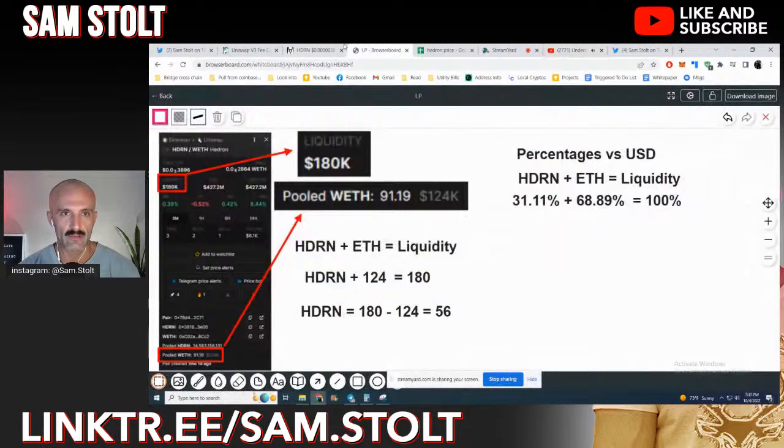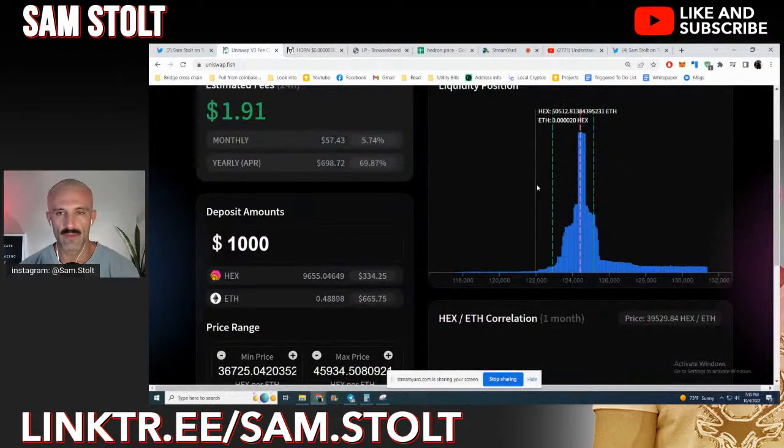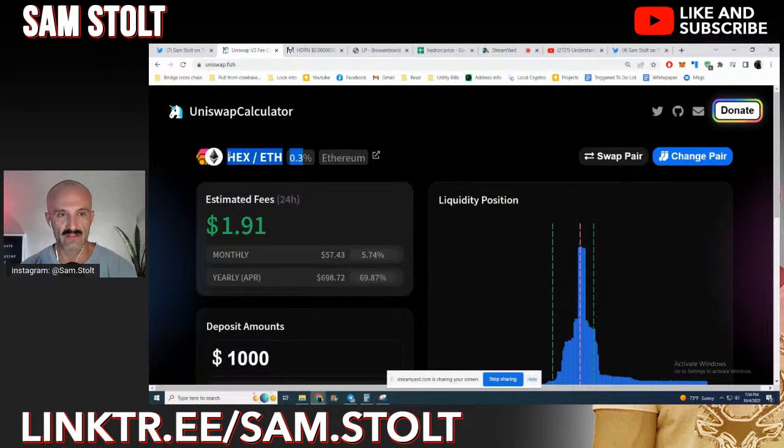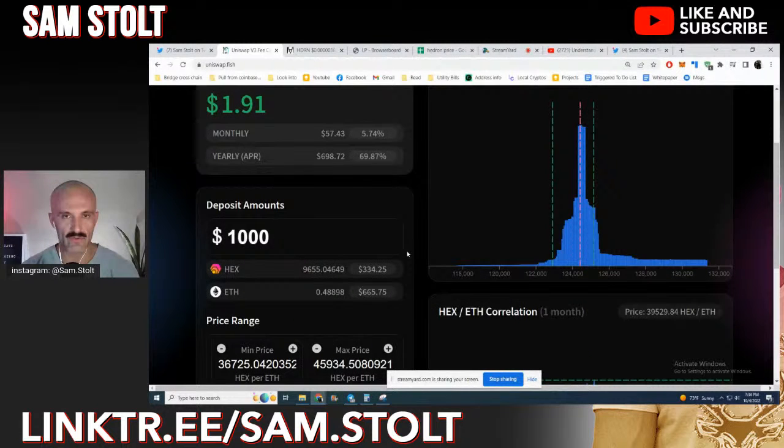Now, that's the wrong tab. Where was I? There we go. Okay. Those are some future things we're going to be getting into. This is the distribution of liquidity for Hex and ETH in the pool of 0.3%, right? What does that look like? Approximately 50% of liquidity on one side and 50% on the other side, right?